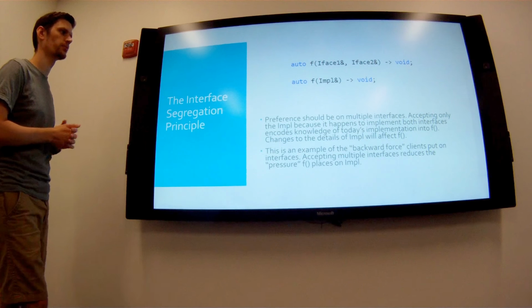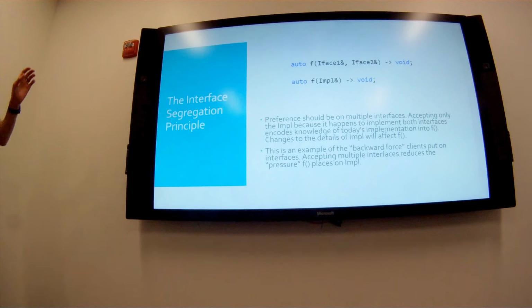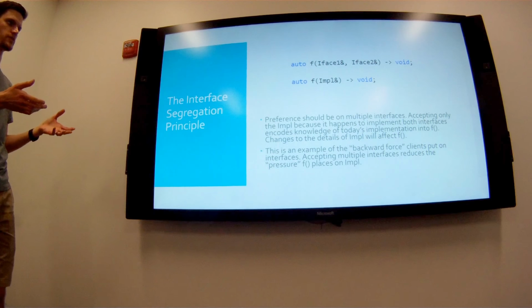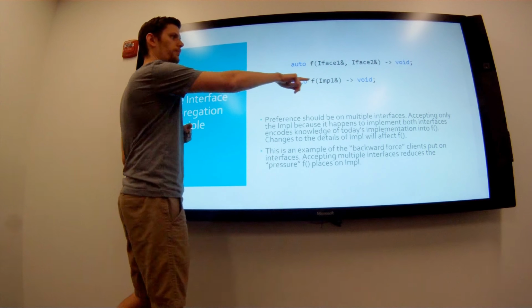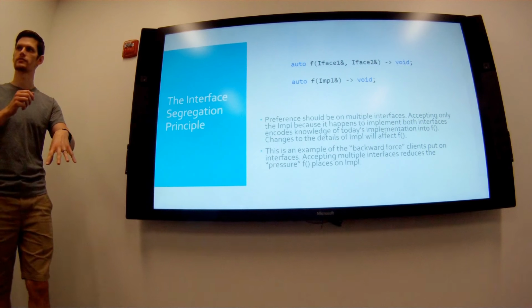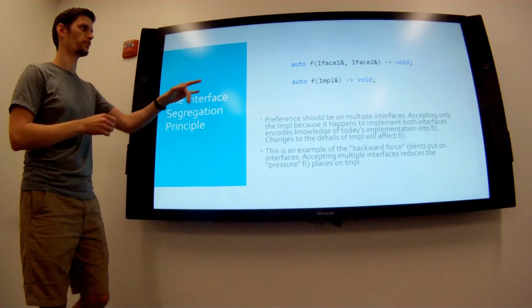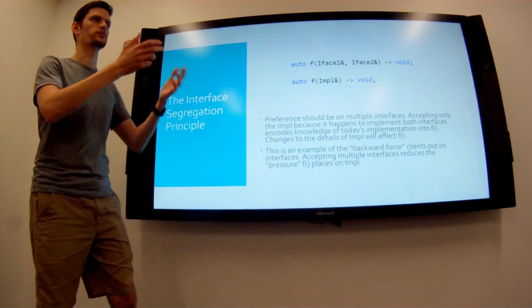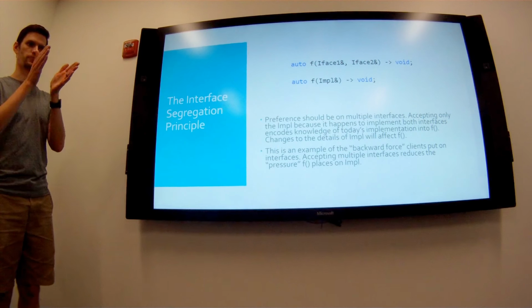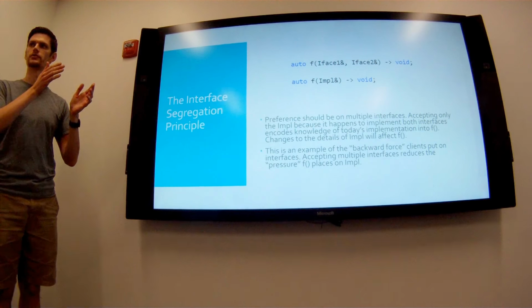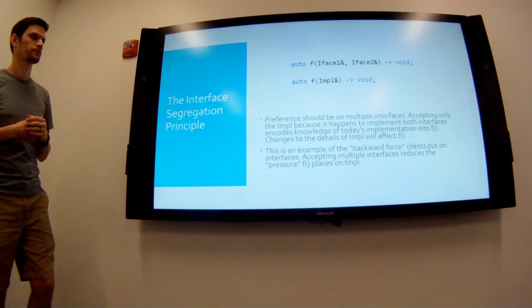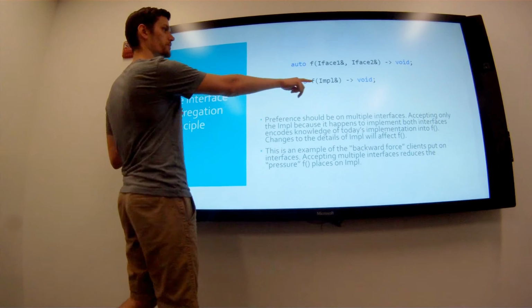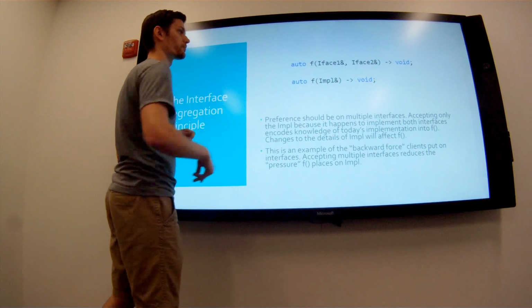Okay, so this is also an example of that backward force, that the client, which would be F here, is putting a force on the interfaces and saying that, if I were to take impl here, I'm putting a stronger force on the assumption of how things are implemented. Whereas if we do it here, we've reduced the amount of pressure on the interfaces because we've focused down into just the interfaces that we intend to use rather than the knowledge that this thing must implement both. So it gives us more flexibility in the implementation of impl to not necessarily implement both of those things.